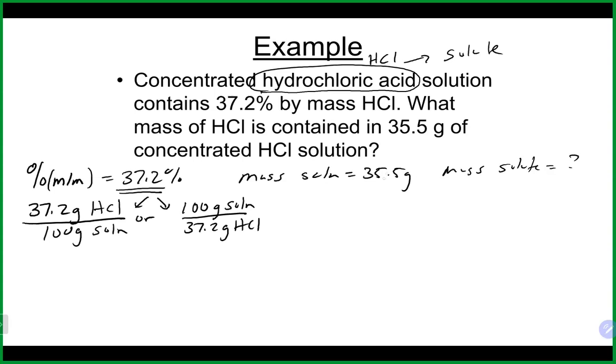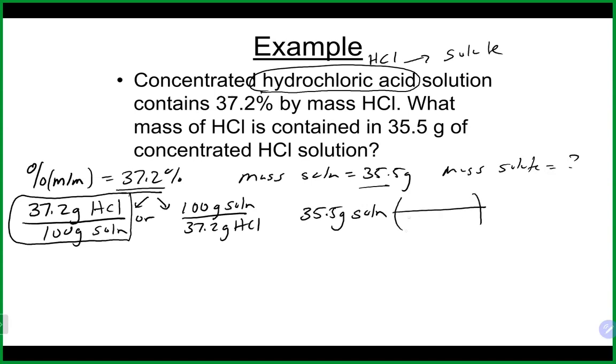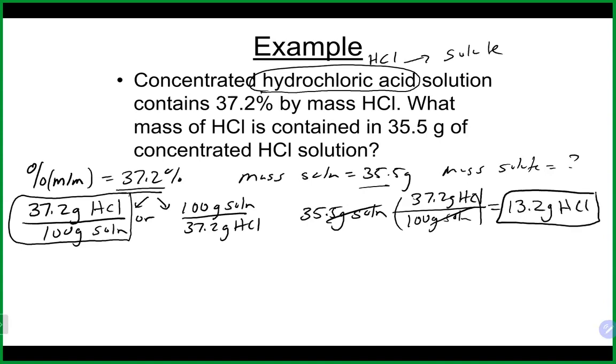In that case, because I know the mass of the solution, which is 35.5 grams of solution, I would use the conversion factor here on the left so that it would cancel out correctly. That would give me 100 grams of solution and 37.2 grams of HCl. The grams of solution would cancel. We're going to take basically 35.5 times 37.2 divided by 100. That's going to give us 13.2 grams of HCl in that solution. First off, any questions on that?